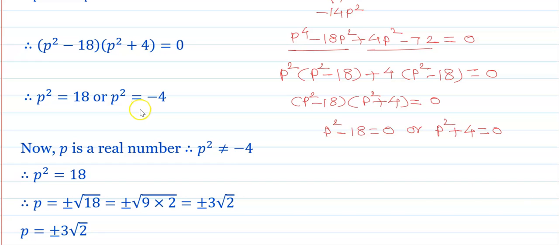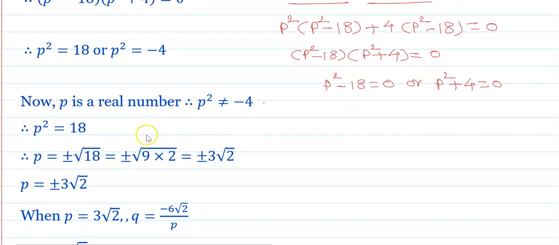But the square of any real number is positive, therefore this is not possible. p square is not equals to minus 4. हे शक्य नाही. मग काय शक्य आहे? p square is equals to 18. Take the square root on both sides. Therefore p is equals to plus or minus root of 18. 18 कसं लेना? 9 into 2. 9 चा square root किती येतं? 3. Therefore p is equals to plus or minus 3 root 2.